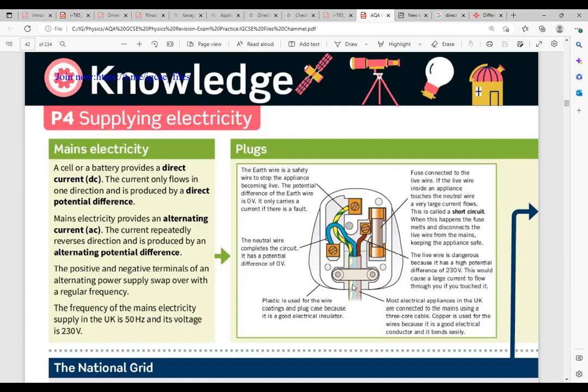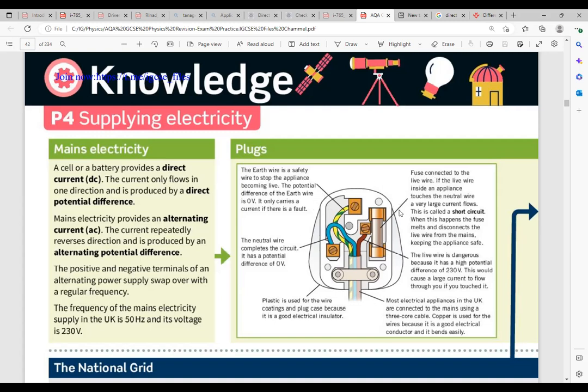Plastic is used for the wire coating and the plug case because it's a good electrical insulator, to protect you from any electrical current or any type of electrical leaking. So this is the plastic.